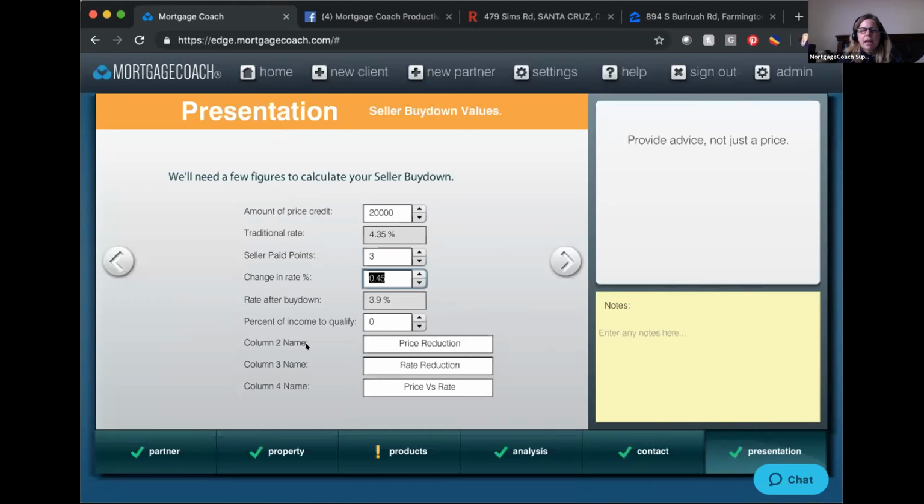And then you have that ability to name the columns. And that's something I learned from you today, Scott, is some alternative names because I hadn't found anything that I liked. So definitely leverage what is that goal? Why are you doing or why are you showing the seller buy down? And include it in these names because I think that's really smart.